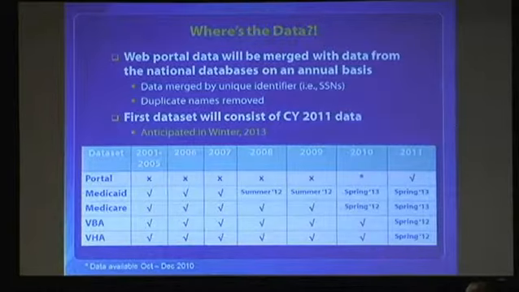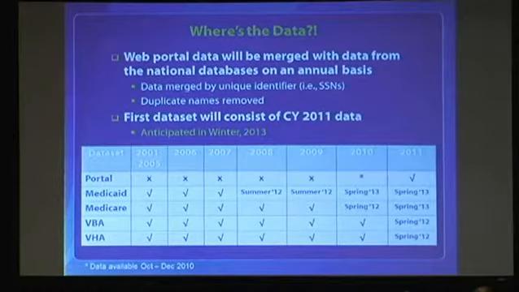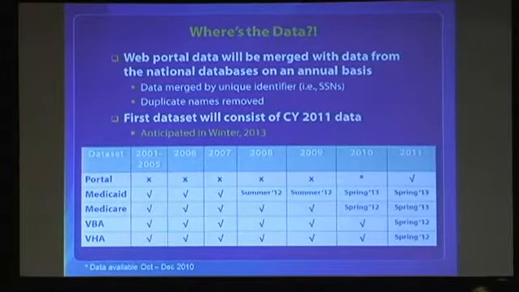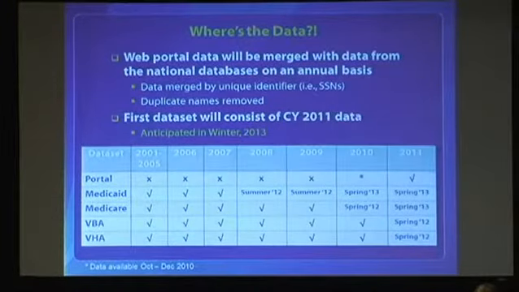So we're going to have our first data set, we hope, in the winter of 2013. And what is this data set going to consist of? What we're going to do is merge our web portal data with the national data sets. And we're going to merge it based on social security number. We'll shake out the duplicates. And in theory, that'll be our first complete data set that we can use to go in and analyze the data, and to make this data available to other scientists and researchers to do their own research.